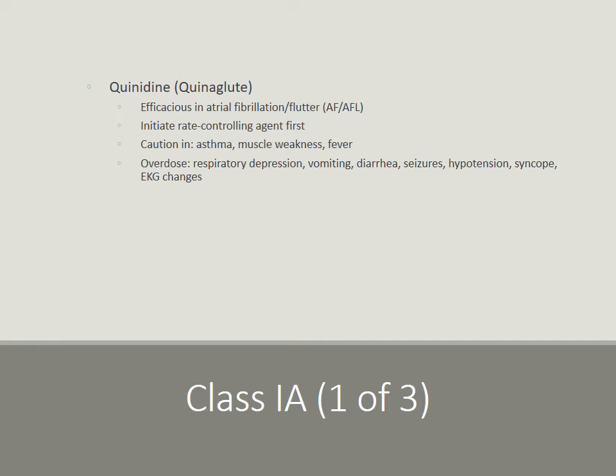We'll start with quinidine. It's used for atrial fibrillation and atrial flutter. It's a rate controlling agent, but should be used cautiously in asthma, muscle weakness, or in the case of fever. Overdose symptoms include respiratory depression, vomiting, diarrhea, seizures, hypotension, syncope, and EKG change.